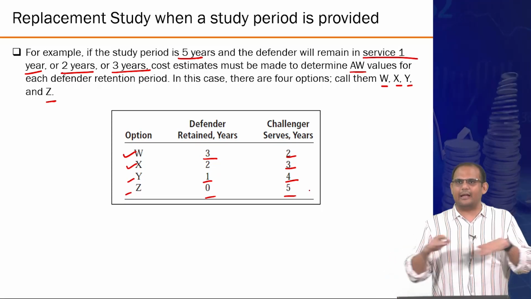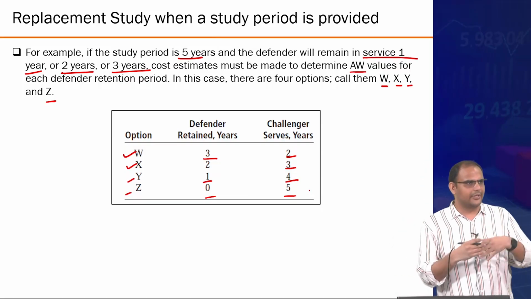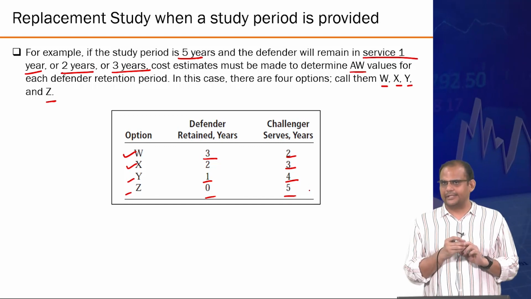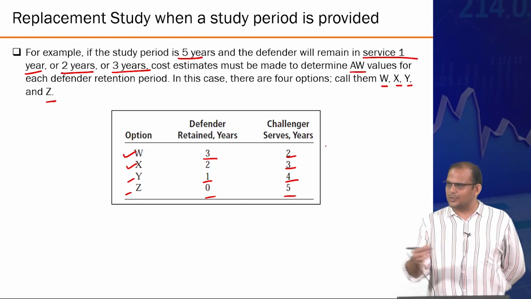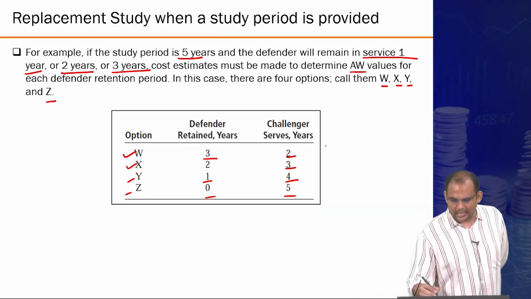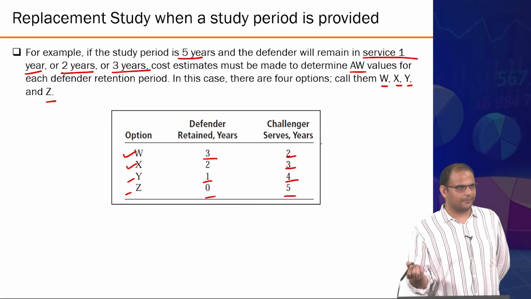Understand? So now we have covered the entire 5 years, we have all the combinations of defender versus challenger, how they are going to be combined. Now the story becomes simple. You have AW values for each of them, and then you just make an AW analysis and compare out of these W, X, Y, Z, which option is better.